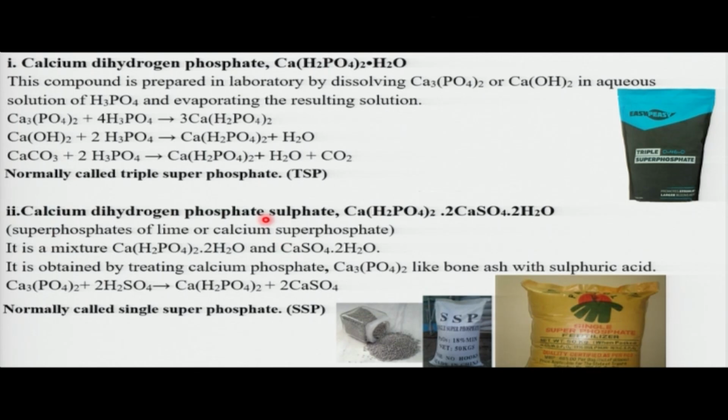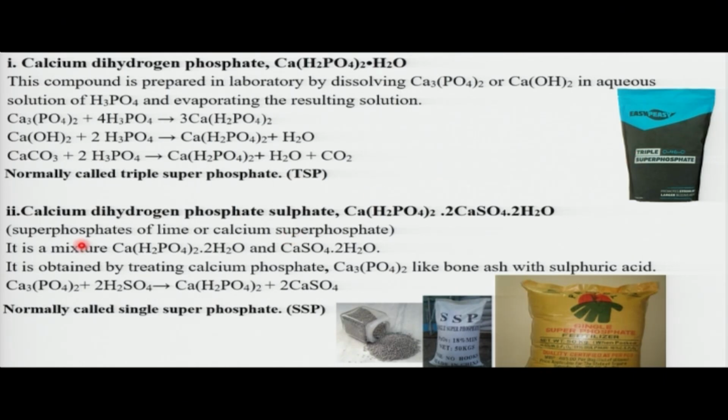So the first example we have here is calcium dihydrogen phosphate, which can be obtained from, as we have seen, this time the equation is balanced. Calcium phosphate plus phosphoric acid giving us calcium dihydrogen phosphate. Then we can also use, instead of calcium phosphate, calcium hydroxide or calcium carbonate, that is our limestone, to form the same compound. This is also known as the triple superphosphate, like we have seen in our illustration here.